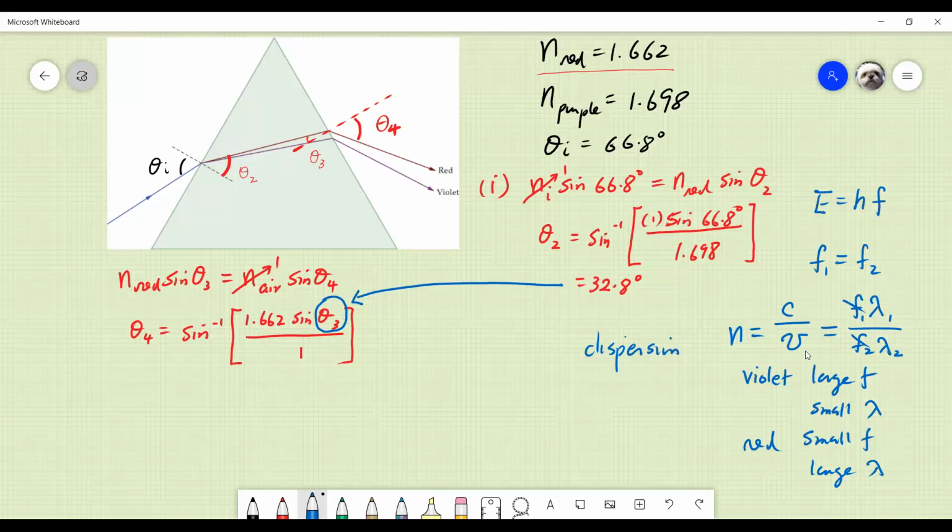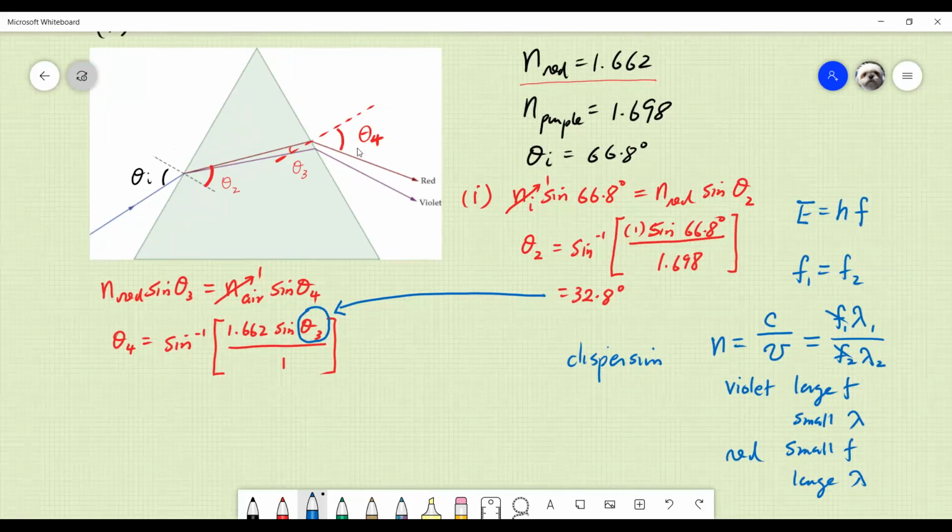Now, therefore, what we have is that the index of refraction depends on the wavelength too. That's why we see this phenomenon: when white light goes into a prism and emerges out from the other side, instead of white light you see a spectrum.